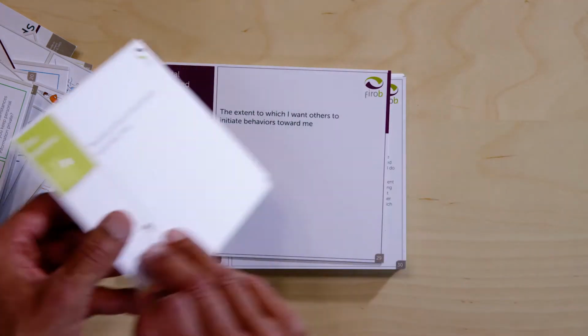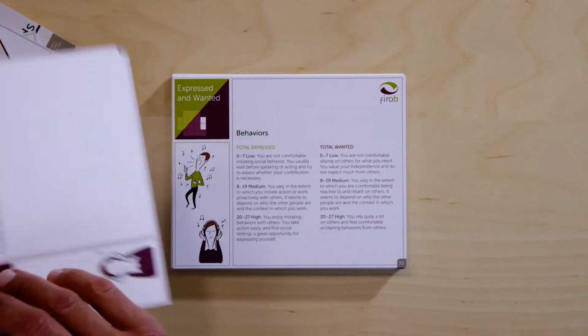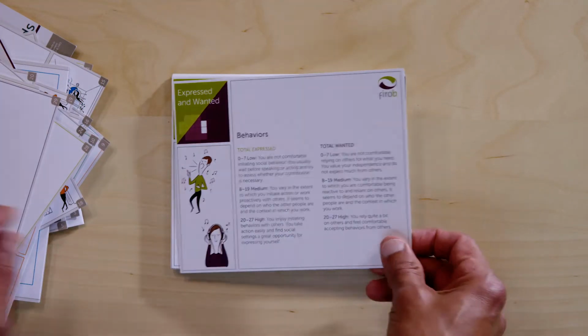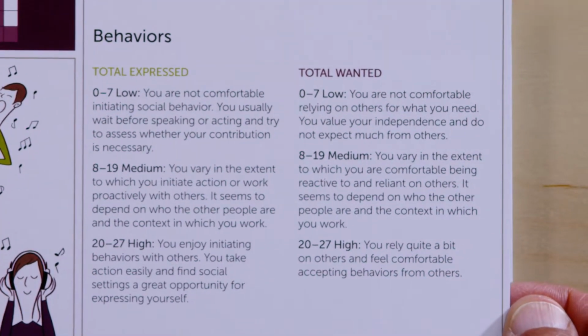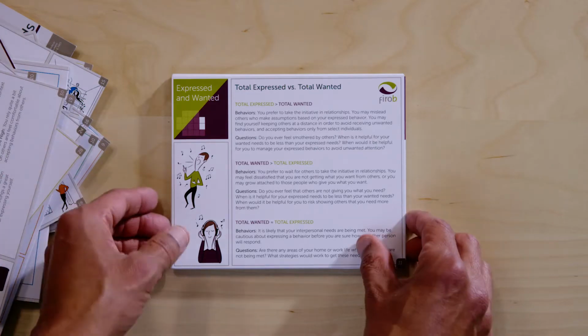Continuing with the expressed versus wanted theme, the next step is to look at total need scores. These cards are meant to remind the participant of the difference between expressed and wanted needs. To help you explain this, card 30 shows the scores and interpretive comments associated with the various total need scoring categories.